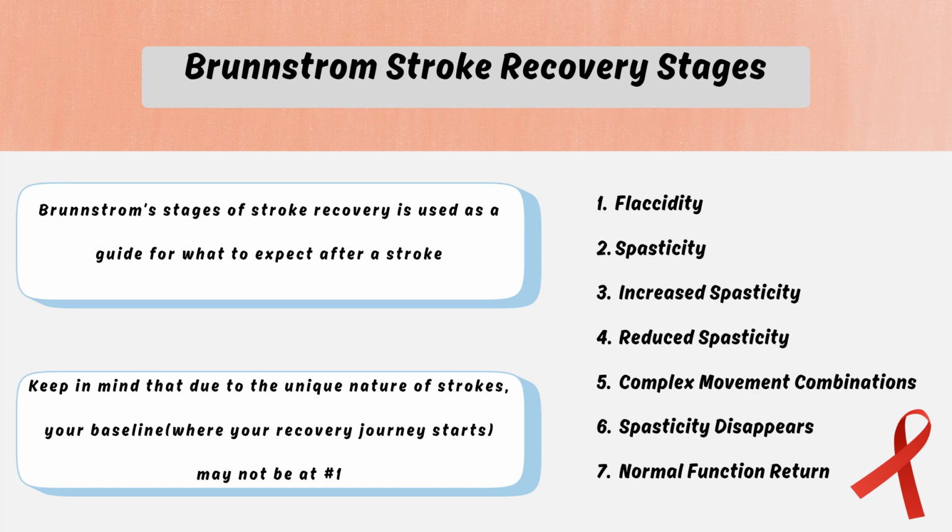In stage 5, this is complex movement combo, where we start to combine voluntary movement regained with functional tasks such as grasping in preparation for functional tasks. In stage 6, spasticity disappears. Stiffness decreases, allowing for more smooth, controlled movements on the affected side. In stage 7, we should see normal function return.